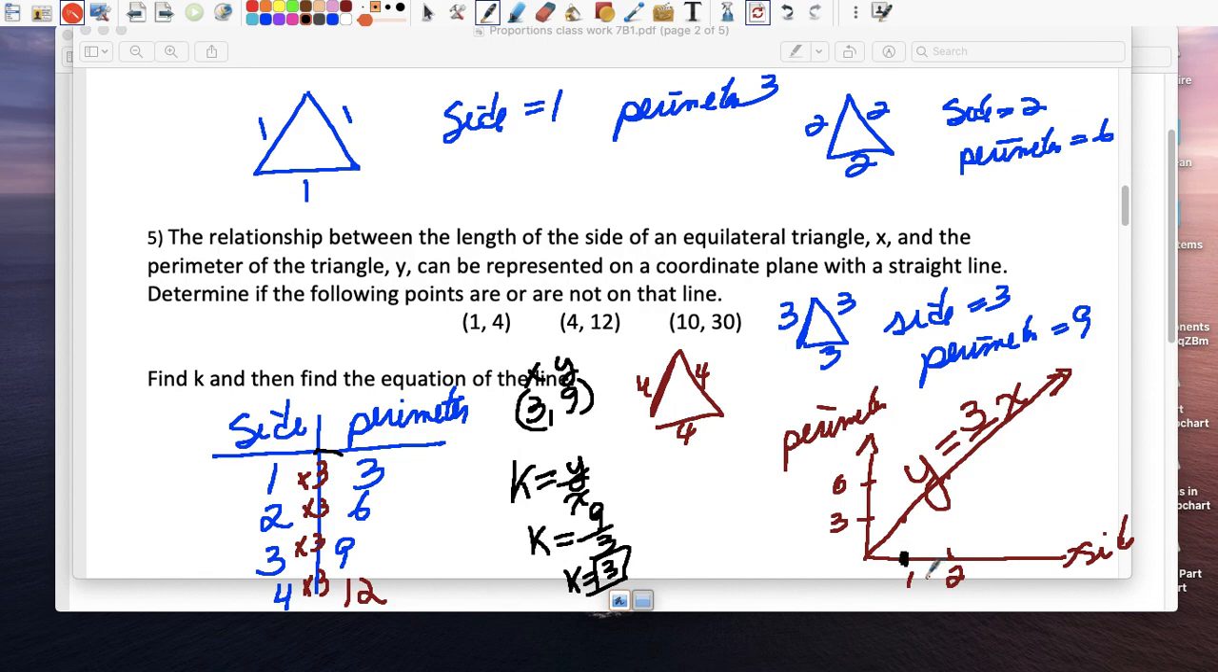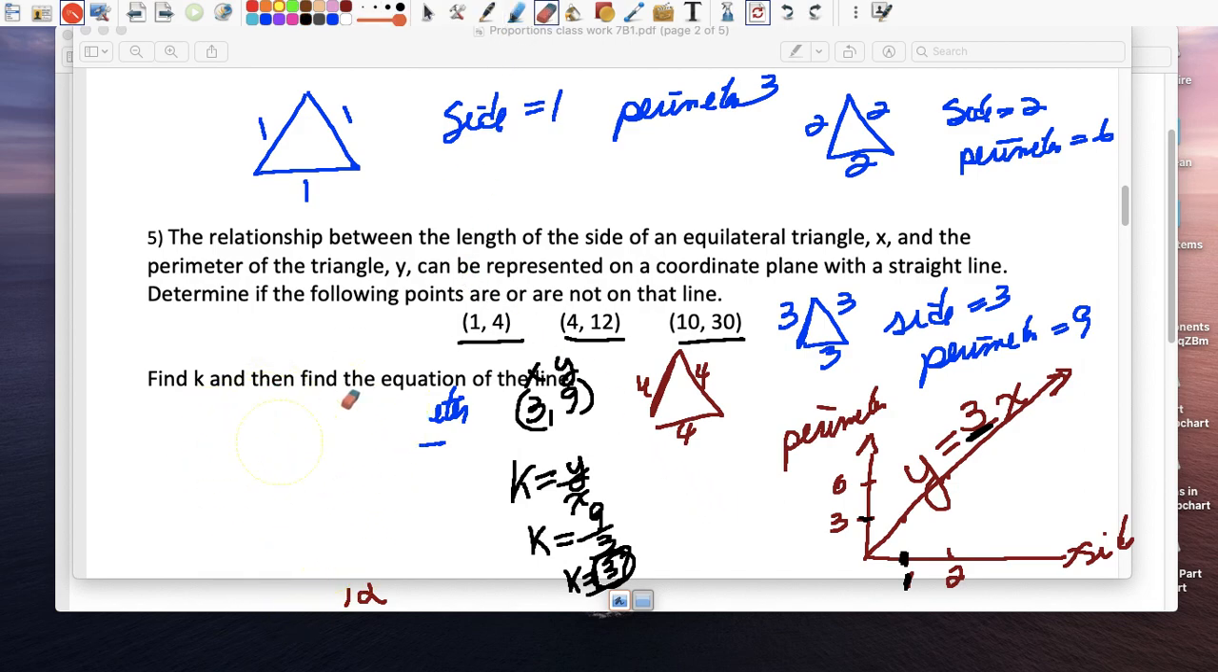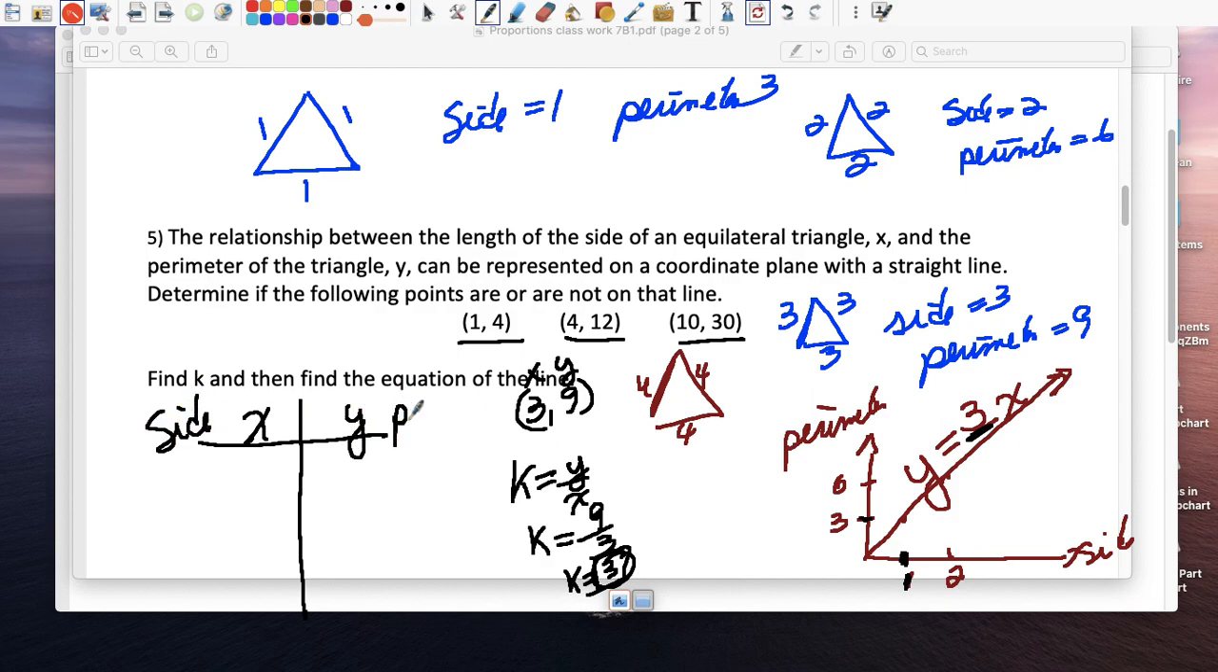When the sides are 1, our perimeter is 3. So notice that this 3 is quite important. It's our constant of proportionality. It's what we multiply every x value by to get the y value, and it's a coefficient here. Now we have to figure out if these points are on this line. So if we continue, let me just create a table here. We know what the constant of proportionality is. Every x value is being multiplied by 3. So this is x, y, the side of the triangle and the perimeter.